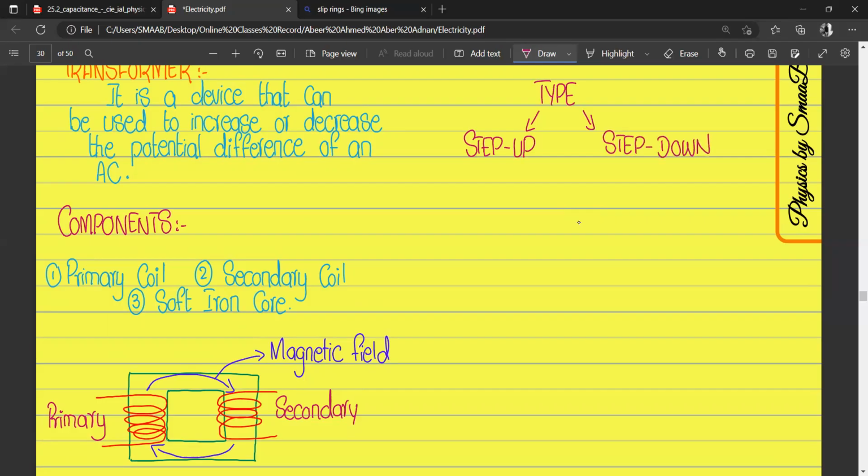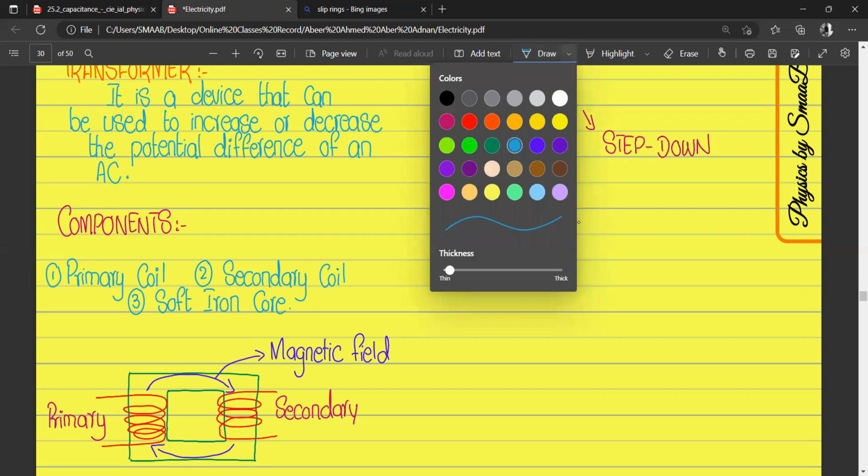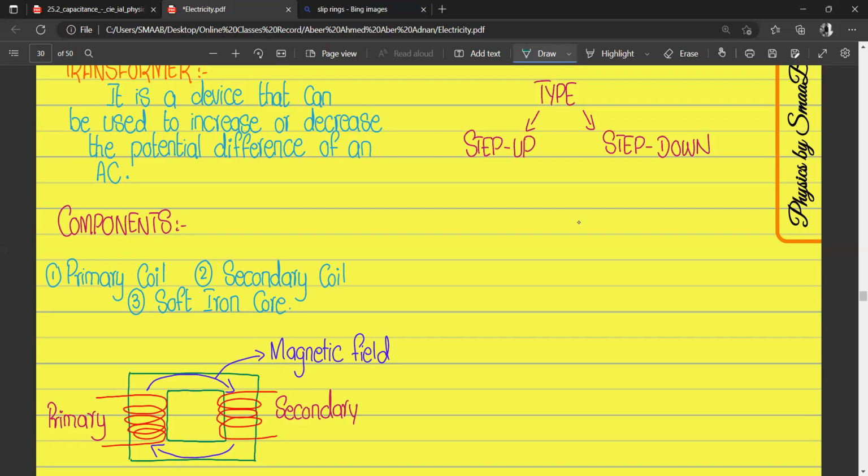The working of a step up transformer is to increase the output voltage, right? And if you wonder how that is possible in a step up transformer, first let's talk about the step up transformer. It basically increases the potential difference.